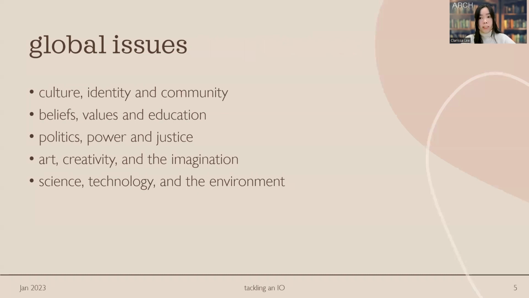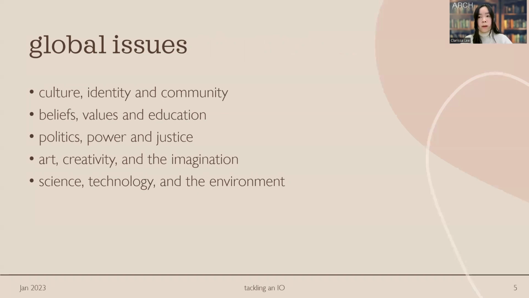So moving on to the global issues that we've been talking about, these are 5 fixed issues that you get to pick from. The first one would be culture, identity, and community. Second one would be beliefs, values, and education. Third one is politics, power, and justice. Fourth is art, creativity, and the imagination. And the last one would be science, technology, and the environment.